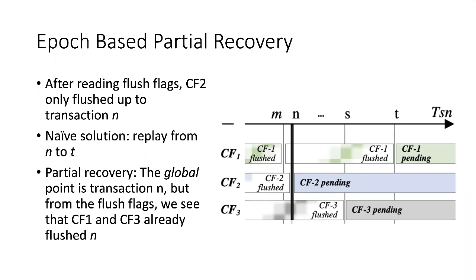So they introduced this scheme called partial recovery, where we can recognize that the global point of recovery in this scheme is, in this example, transaction N. But we can also recognize from column families 1 and 3 that their local recovery points are T for column family 1 and S for column family 3. So we only need to replay from transaction N for column family 2. And for column family 3, we can just replay from transaction S. So this is what they call partial recovery.